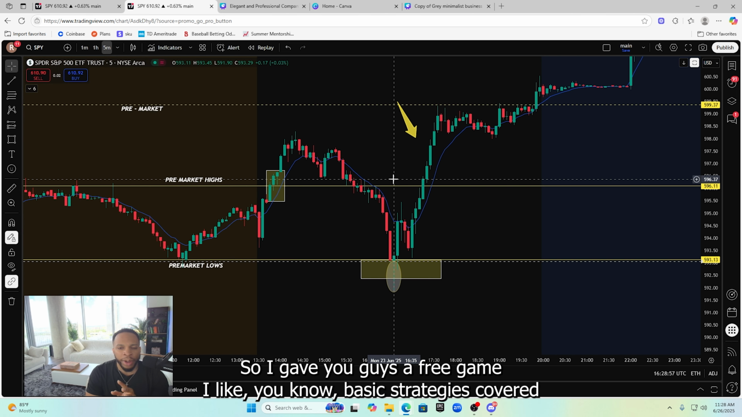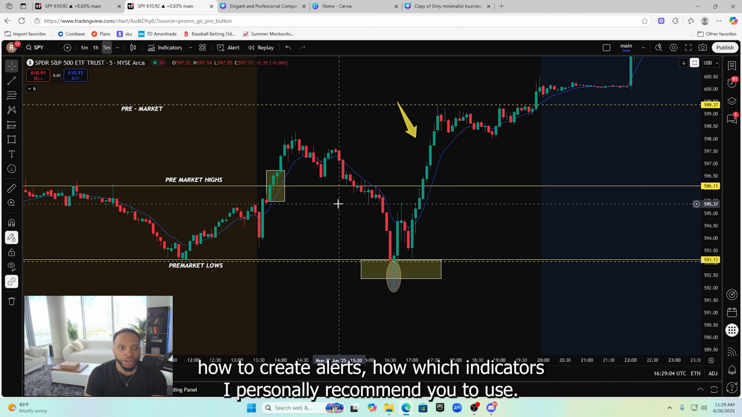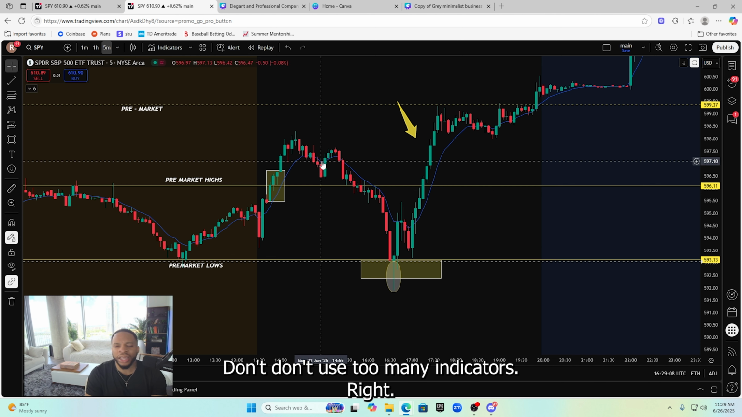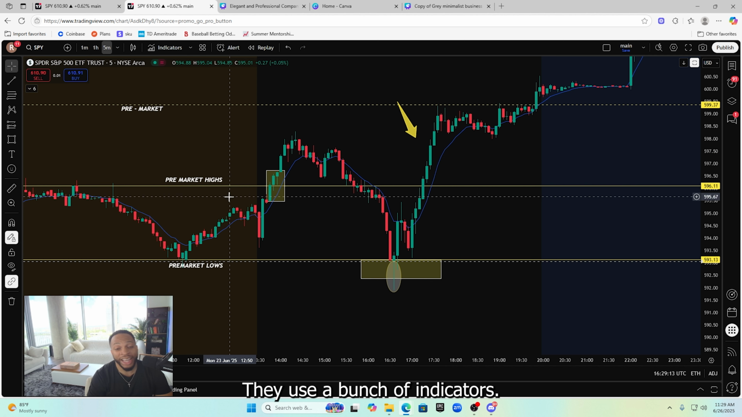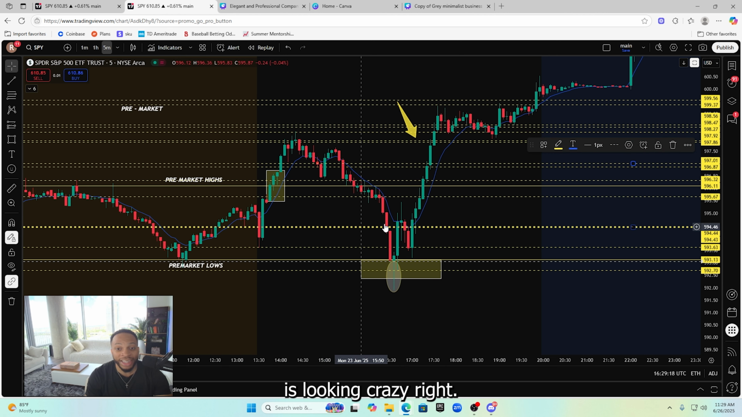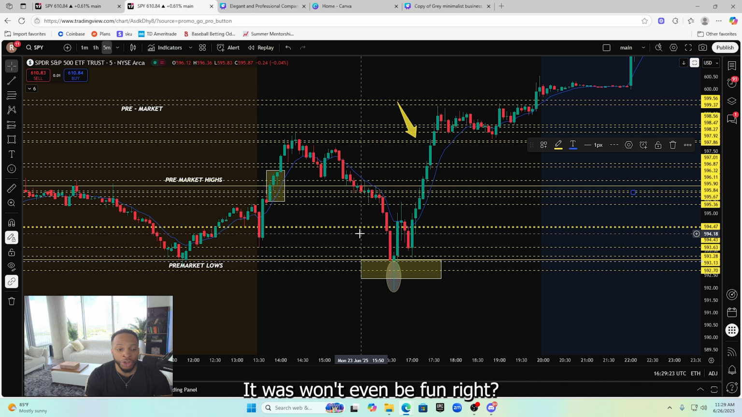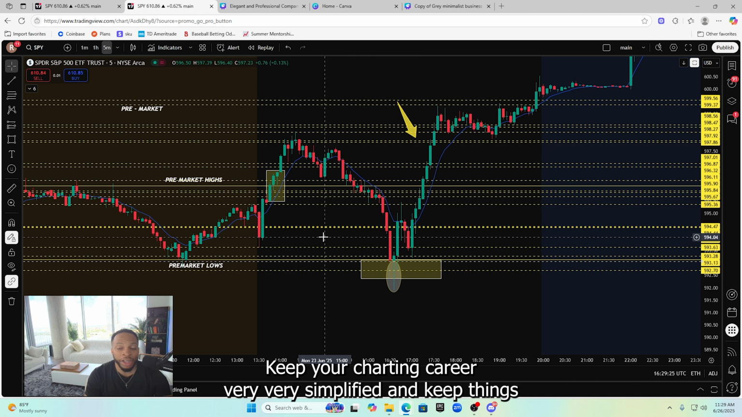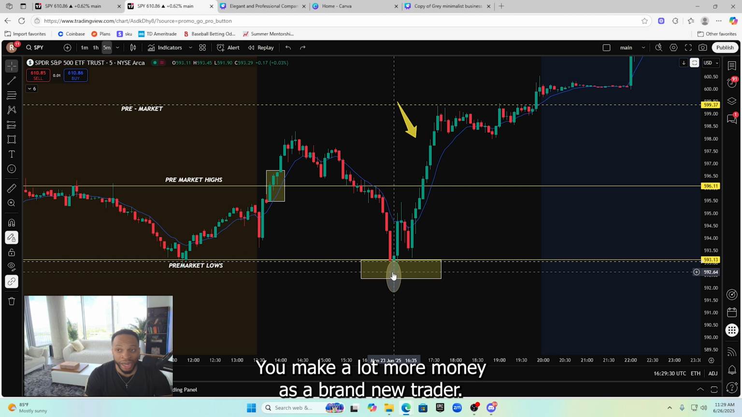So I gave you guys free game on basic strategies to cover on TradingView, how to use the platform, how to create a watch list, how to create alerts, and which indicators I personally recommend you use. Don't use too many indicators. All these traders online use a bunch of indicators, and their screen on TradingView looks like this. It's looking crazy. Don't do that. You'll be so confused, and it won't even be fun. Keep your trading career very simplified and keep things very simplistic. You make a lot more money as a brand new trader.